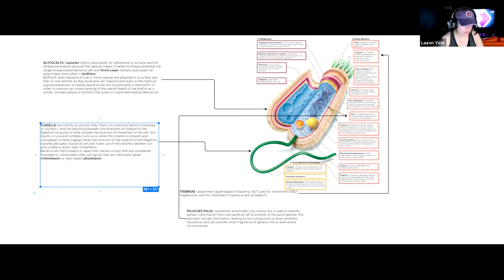I don't know why, but it's easier for me to remember lophotrichous when I think of it not as a group at one end, but a tuft. I don't know why, but that word just resonates with me more that way. And if they're covered all over, this is called peritrichous.